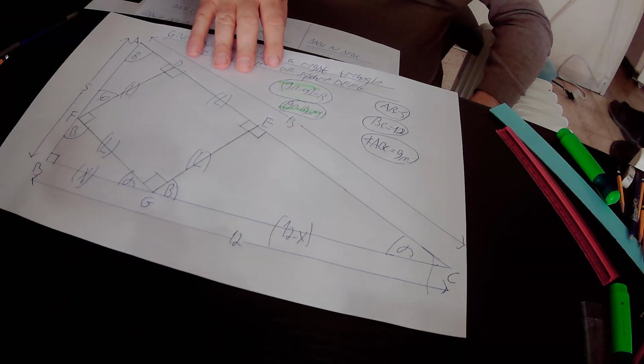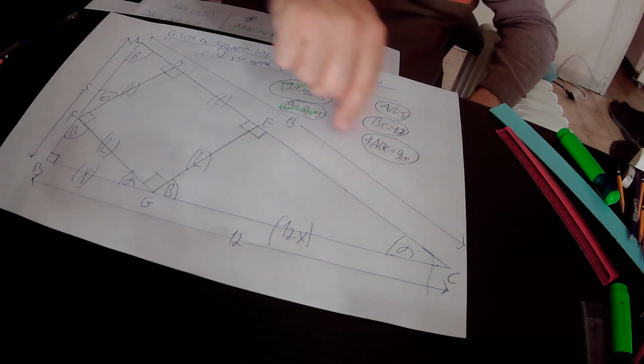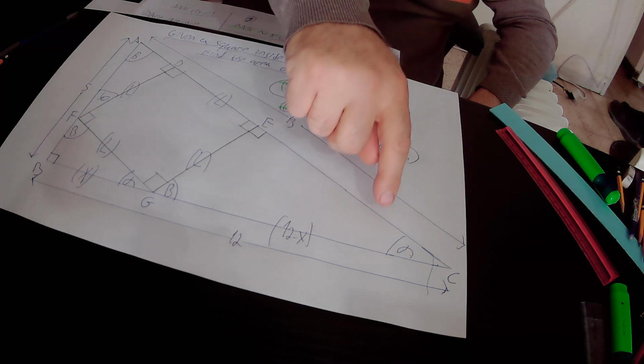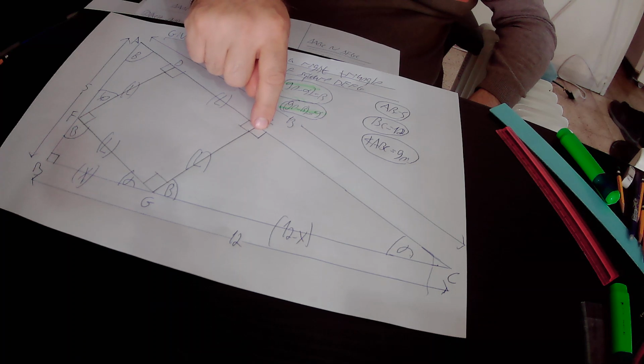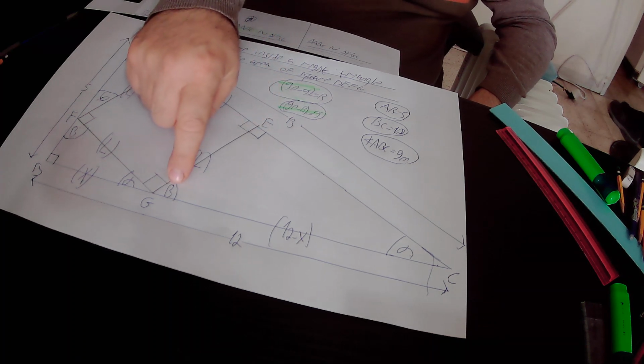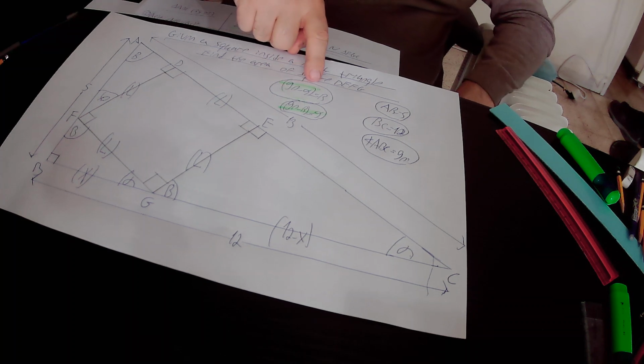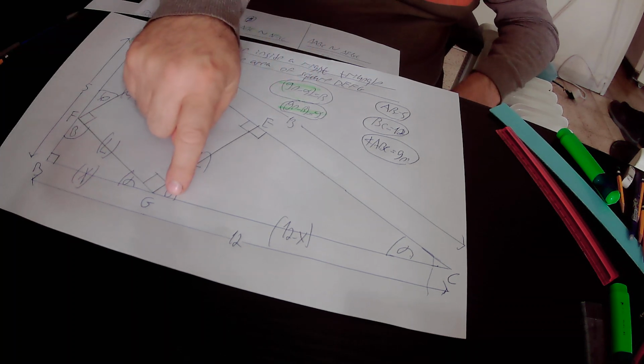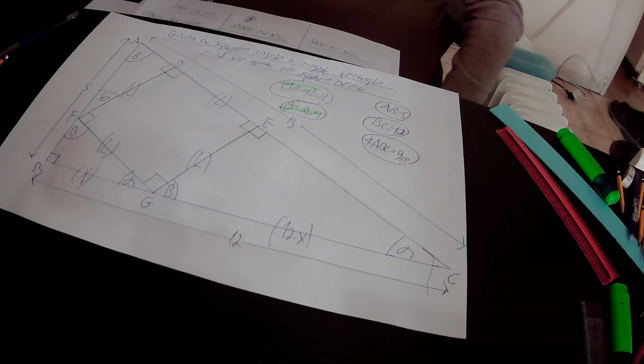And in the right triangle EGC, this angle equals alpha, this angle equals 90 degrees. Therefore, the missing angle here must be equal to 90 degrees minus alpha. But 90 degrees minus alpha equals beta, therefore the missing angle here must be equal to beta.